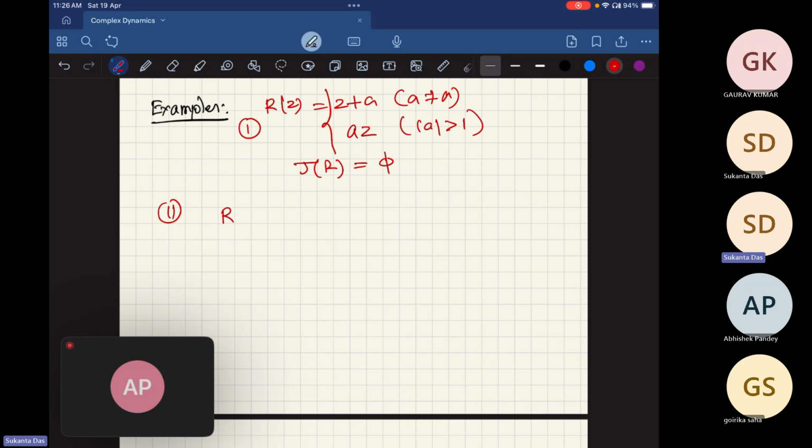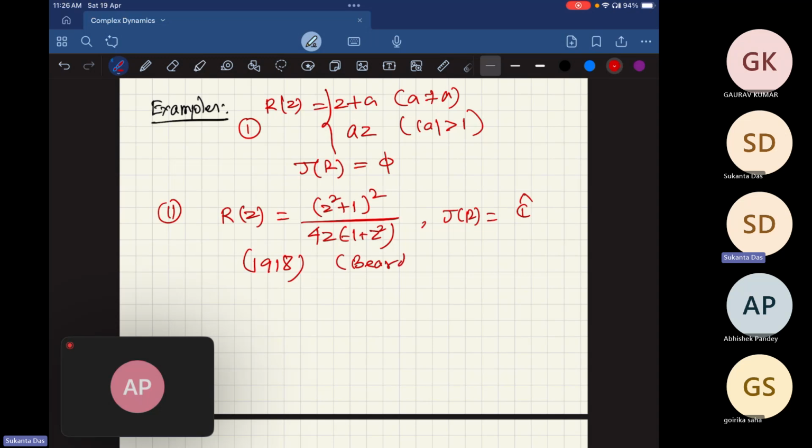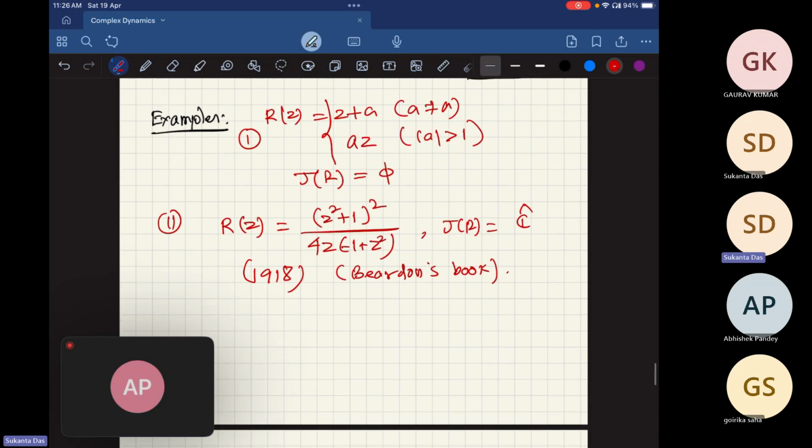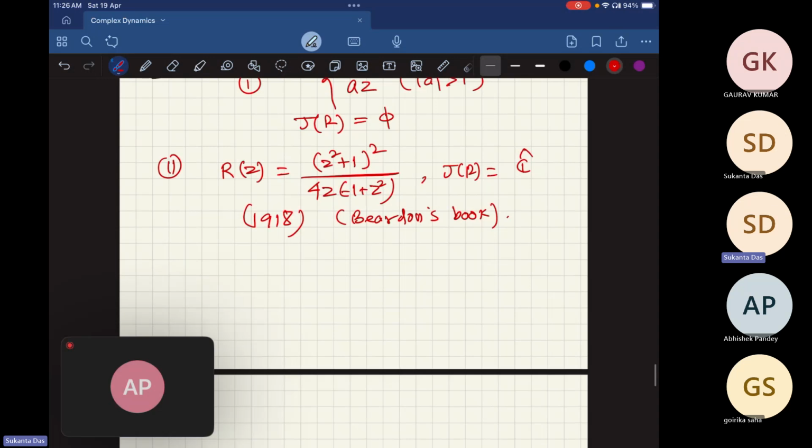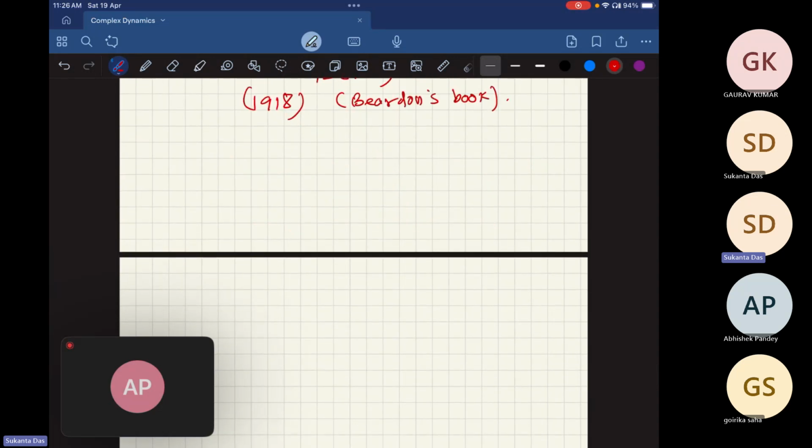So the example is that if you take a rational map of this form, z squared plus 1 whole squared upon 4z, okay, write it like this. So this rational map has Julia set exactly equal to C hat, and it was proved in 1918. So one can look at the proof in Beardon's book. So there are many maps for which the Julia set can be exactly C hat.